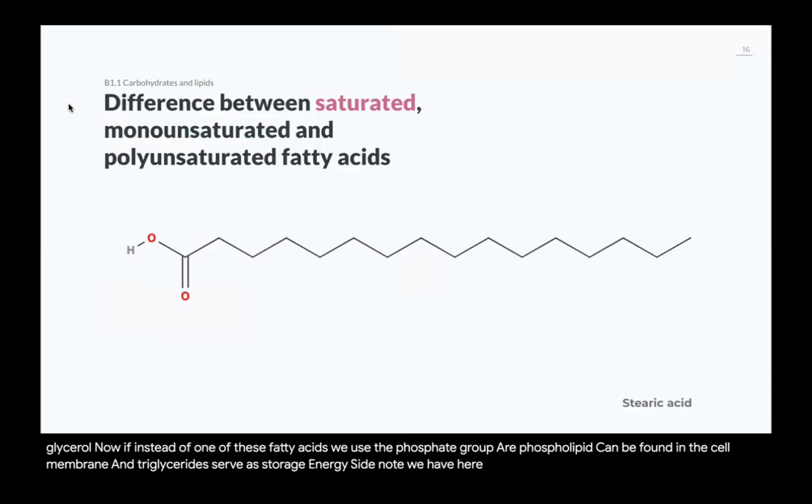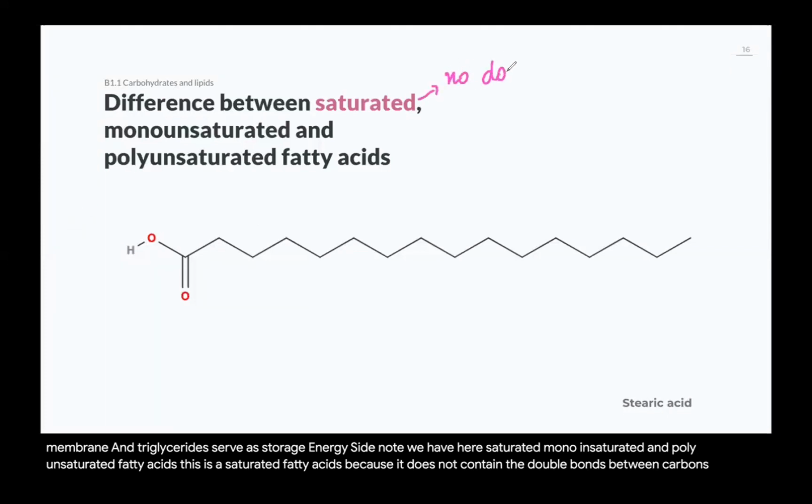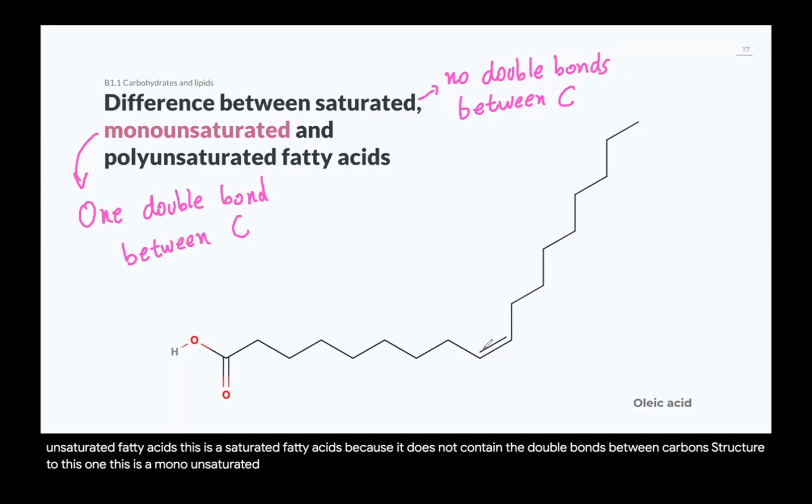Just as a side note, we have here saturated, monounsaturated, and polyunsaturated fatty acids. This is a saturated fatty acid because it does not contain double bonds between carbons. Now compare this structure to this one. This is a monounsaturated. You see this double bond here? That is what makes it unsaturated. And it's mono because it has only 1.